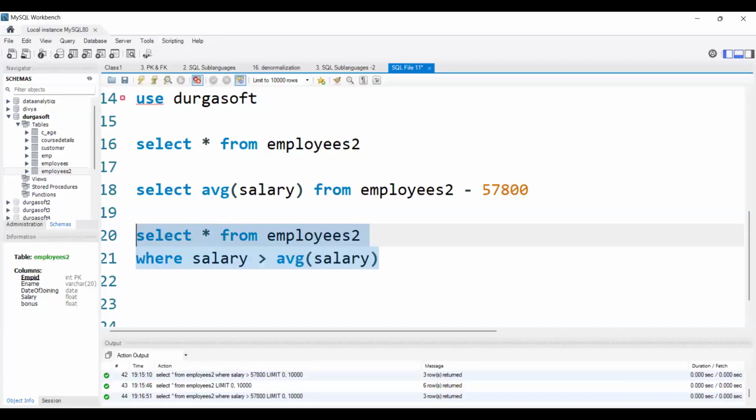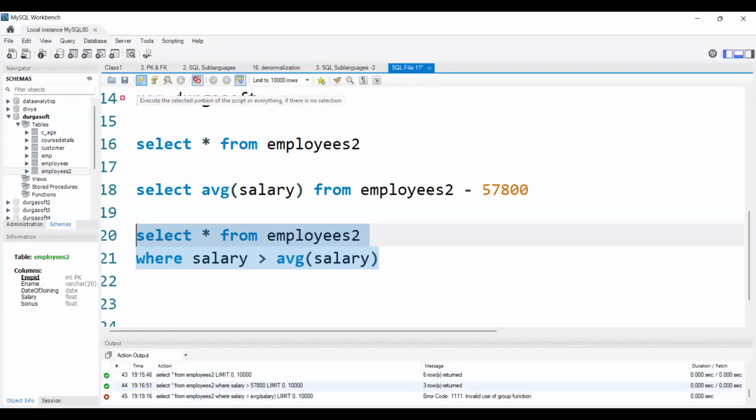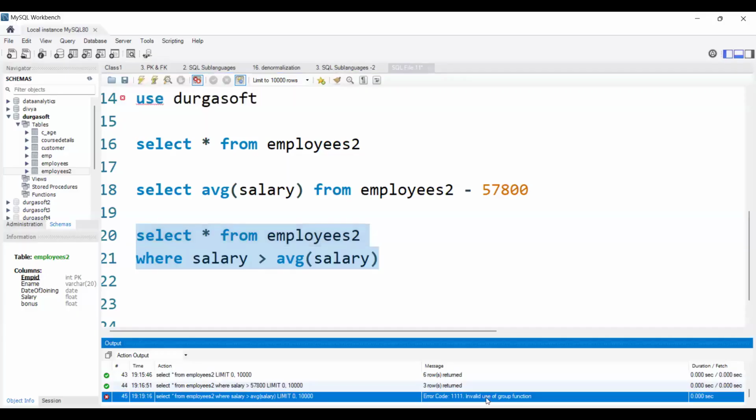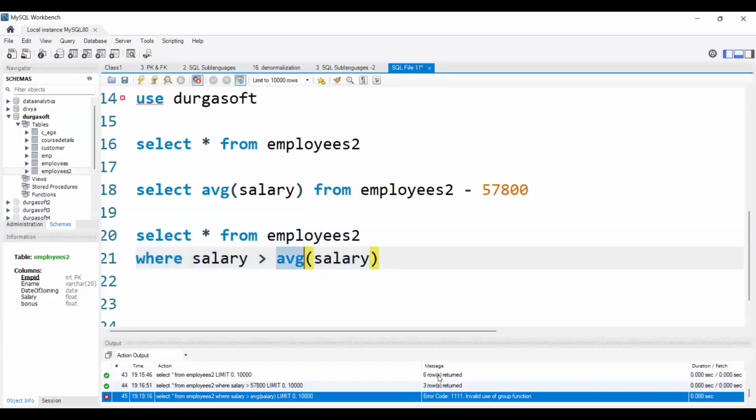Any guesses? We already saw this concept. If I write a query like this, what kind of error will I get? Ambiguous error, ma'am. It's not ambiguous. It's invalid use of group function. When we studied the group by clause, we saw that whenever we use aggregate functions, we need to group the data first and then use the having clause, because the where clause works at row level only. So I'm not supposed to use it like this.